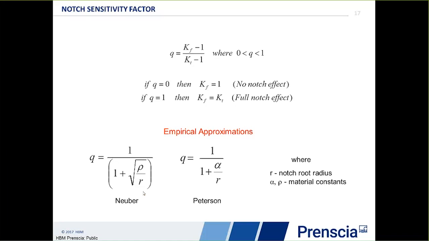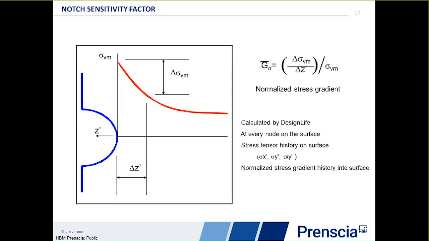So what we have in DesignLife is an approach that we obtained from the FKM fatigue guidelines that estimates the correction for notch sensitivity with two steps. The first step is when we calculate the stresses from our FE model, and that would be the blue surface here, like the surface of my part. All along that surface, I am recovering the stresses from the finite element. In addition, we calculate the stress gradient, which is how quickly the stress drops off as I go into my part. So as I travel into my part, the stress starts to drop off.